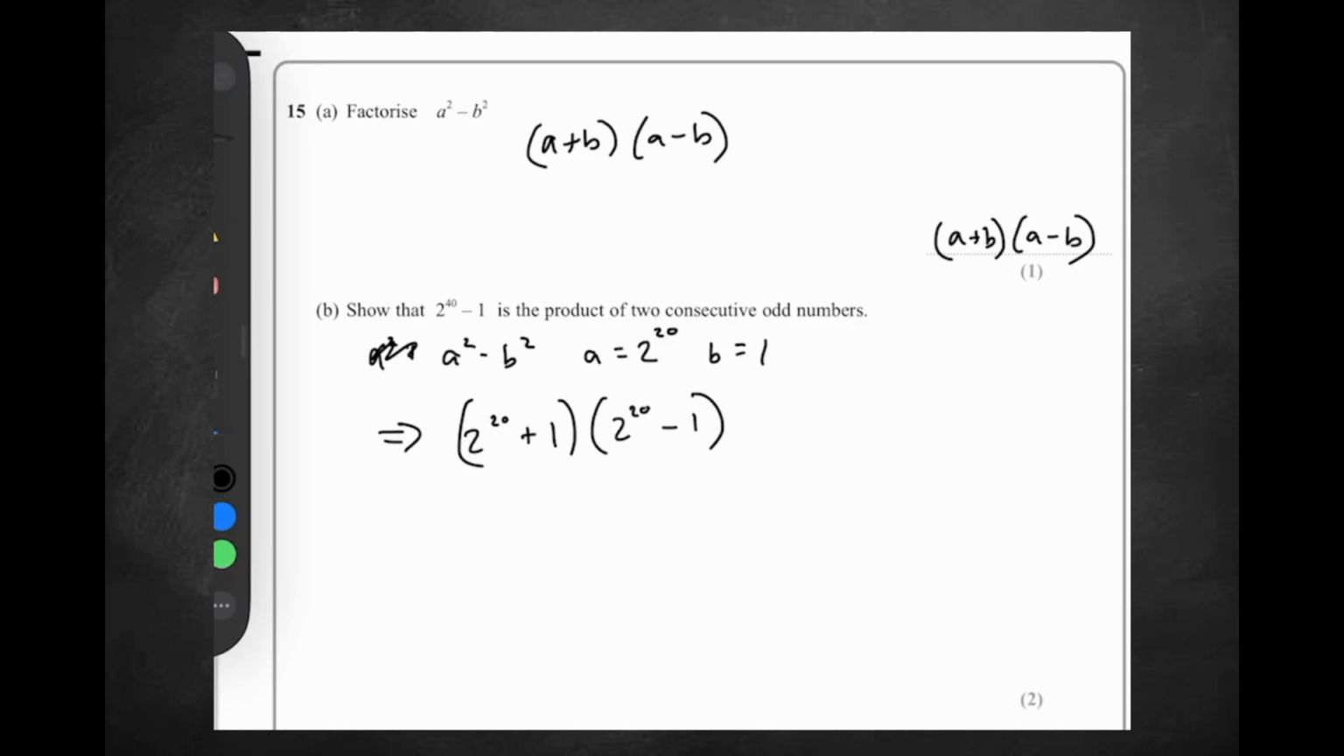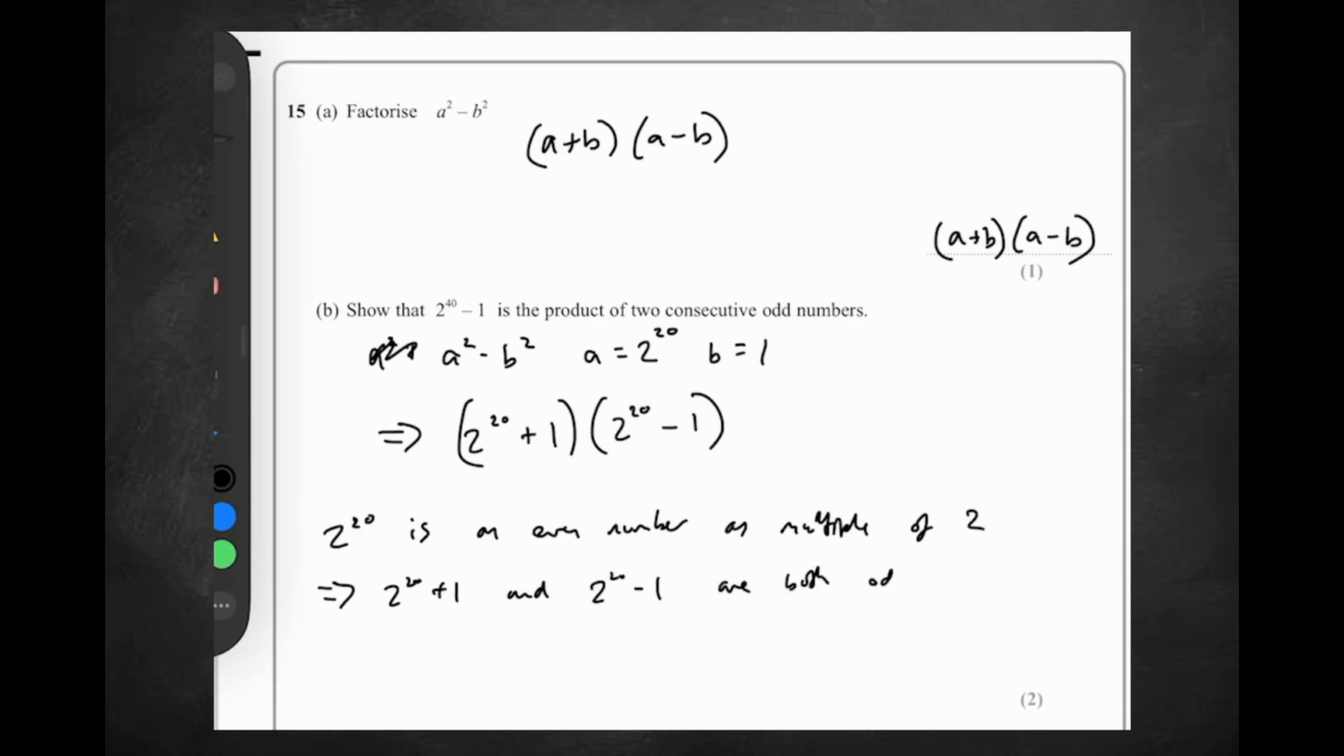And 2 to the power 20 is an even number, as it's a multiple of 2. And so, therefore, 2 to the power 20 plus 1 and 2 to the power 20 minus 1 are both odd, as they are 1 away from an even number. And so they are consecutive and they are odd.